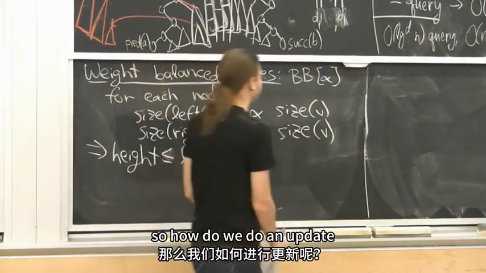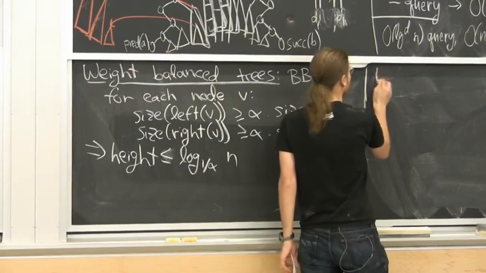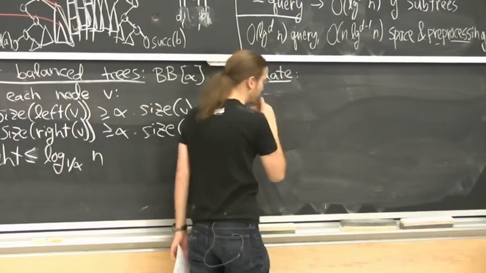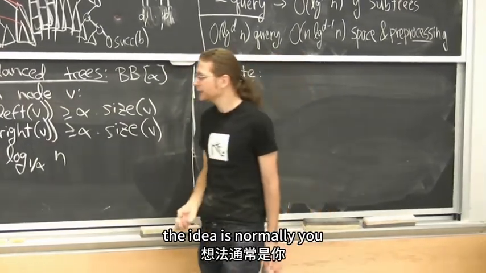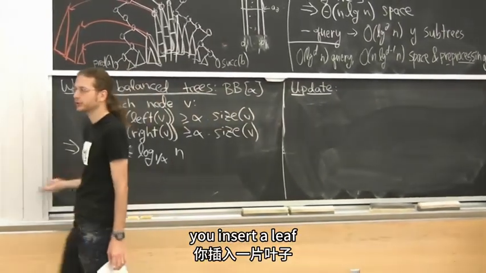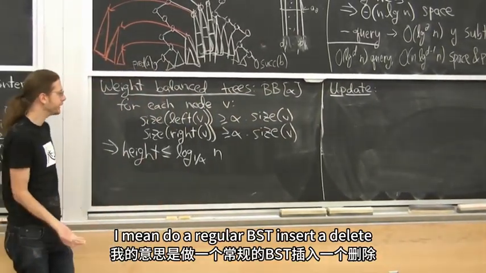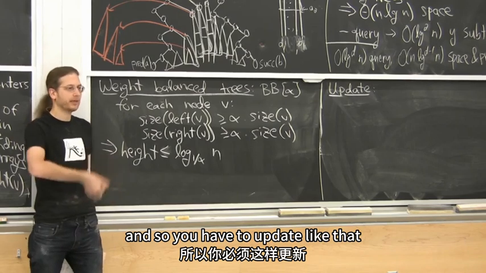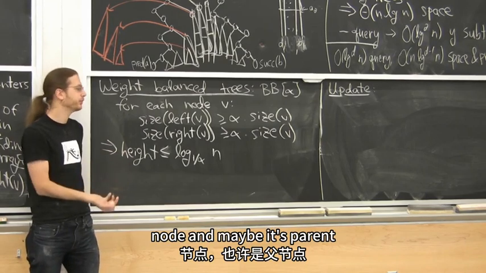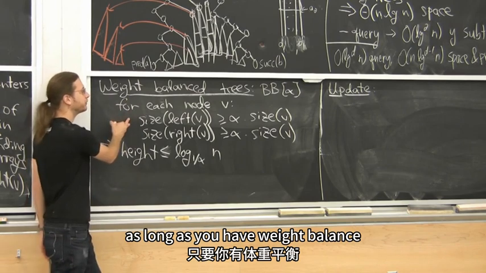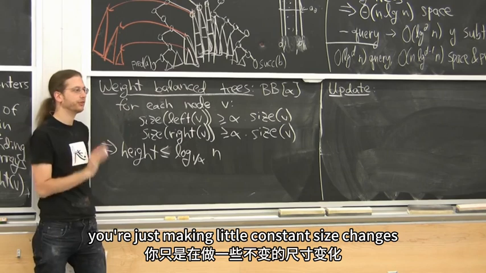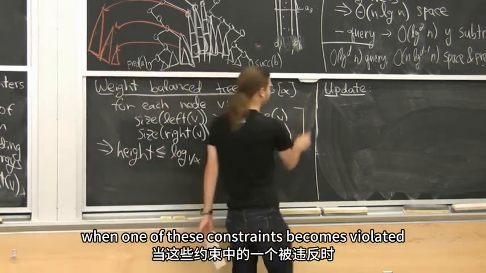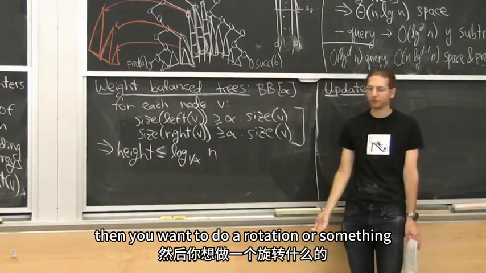So how do we do an update? The idea is normally you insert a leaf, or do a regular BST insert or delete. You add a leaf at the bottom or delete a leaf. And so you have to update like that node and maybe its parent. As long as you have weight balance, you're just making little constant size changes at the bottom. Everything's good. Okay, the trouble is when one of these constraints becomes violated. Then you want to do a rotation or something.